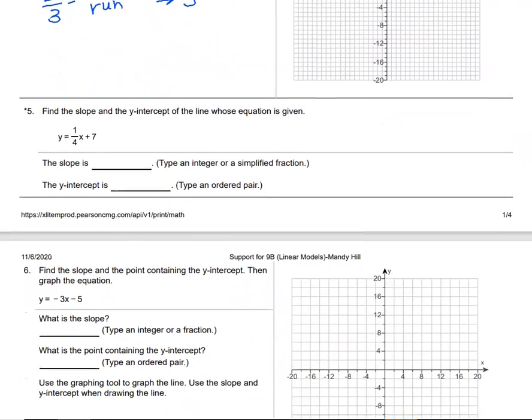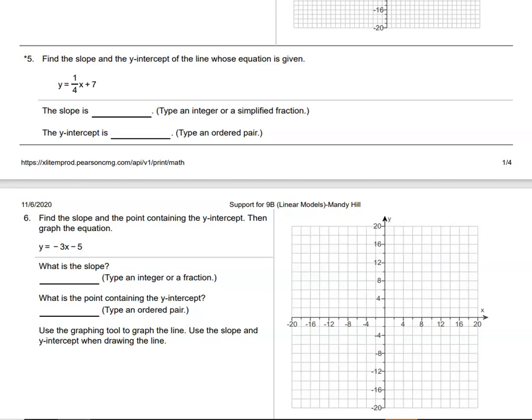Okay, number 5 says, find the slope and y-intercept of a line whose equation is given. Okay, so now we're kind of combining them both. I'm going to write this again. Remember that the slope is in front of the x. The y-intercept is the other number. So in this case, our slope has to be 1/4. It's in front of the x. The y-intercept has to be 7. And they want us to write it as an ordered pair, so x is always 0 on your y-intercept. And so you're going to have 0, 7.